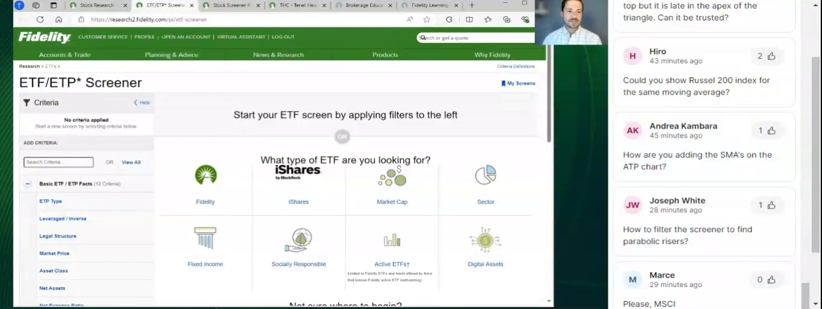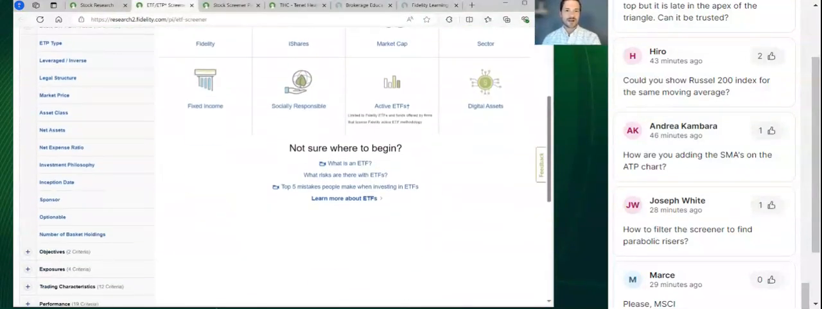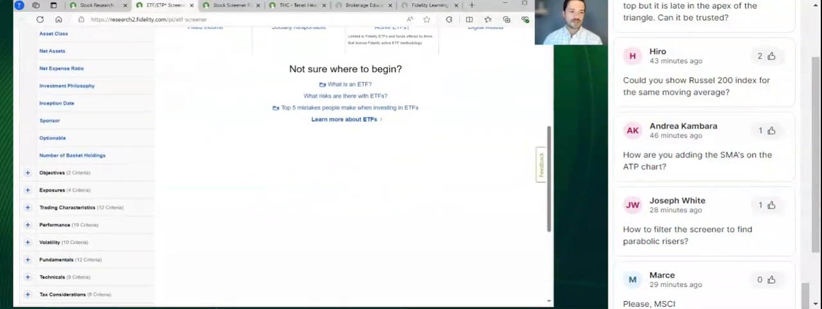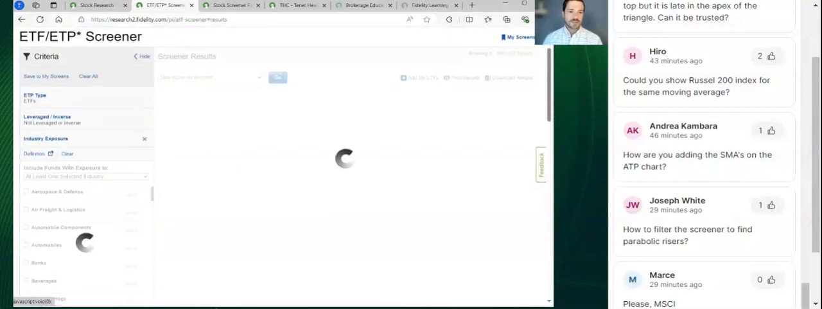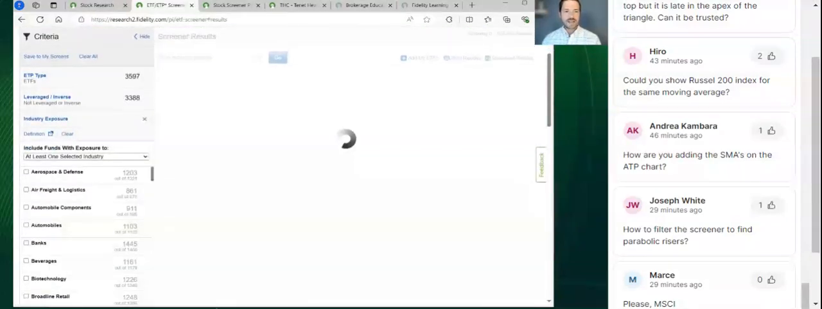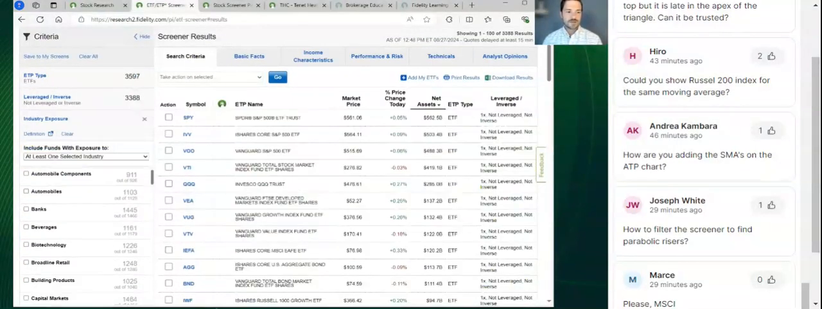So let's go back. We see now we have an ETF screener. Earlier, we were talking about the stock screener, which had almost 10,000 securities in it. Now we can go in and see things like objectives and exposures. We can choose things like country, sector, industry, and market cap. I'm just going to choose industry here. And then, just for a reminder, healthcare providers and services was the one we were looking at.